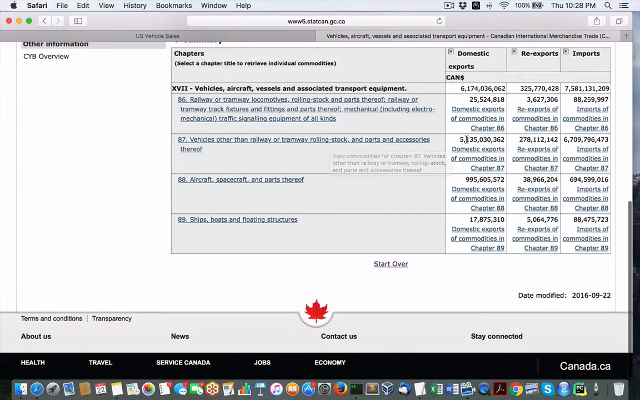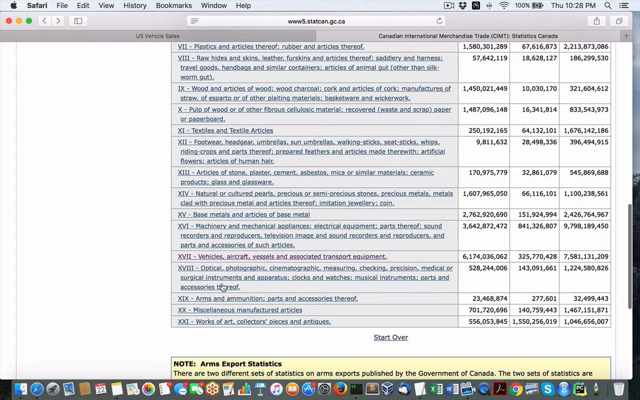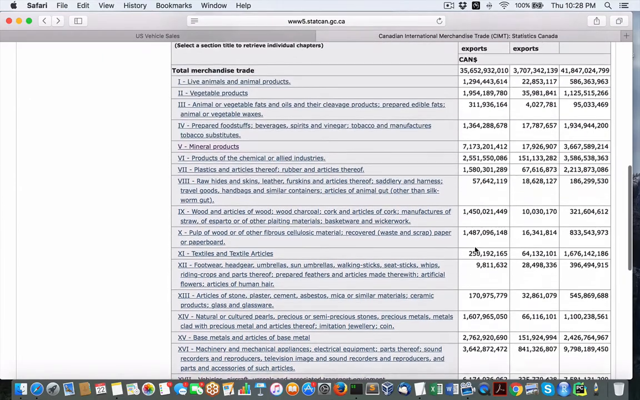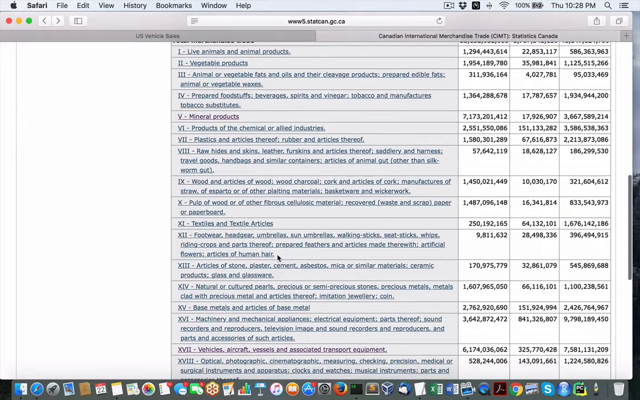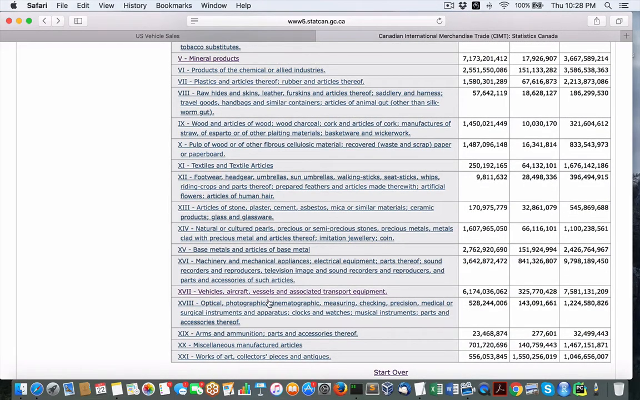Vehicles and other railway. So that's maybe car parts and cars themselves coming out of Chrysler, Ford, GM, Toyota, Honda. Got a lot of the big manufacturers here, and obviously they're going to the States. So a couple of things to take away from this is the two big factors coming out of Canada, according to StatsCan here from 2016, July. Oil is the big one, as well as vehicle parts.